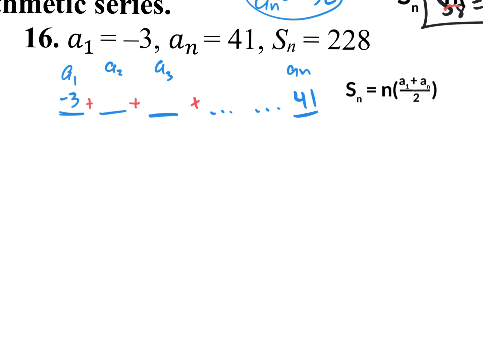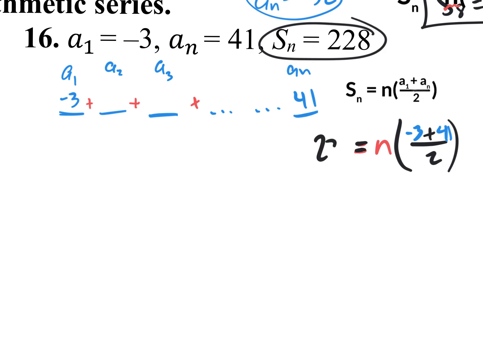So when I plug in parenthesis, fraction, we don't know n, just leave it as n, but up on top, a sub 1 is negative 3. You're going to add it with the last number, which happens to be 41. So you have negative 3 plus 41. That is a 38. And I forgot, let's plug in the s sub n value. S sub n is 228. That's what they give us. So we're going to put a 228 right here.